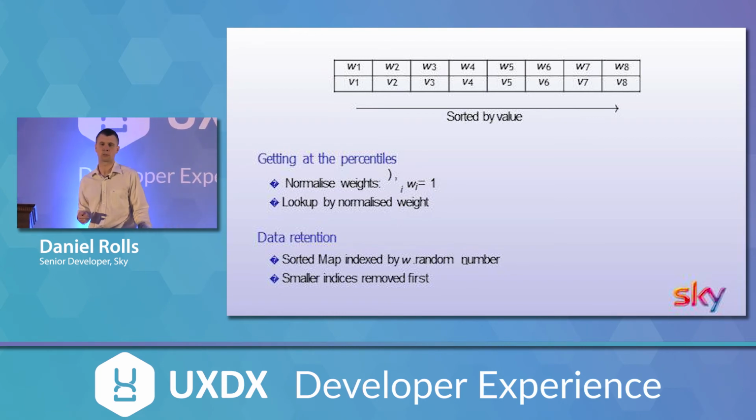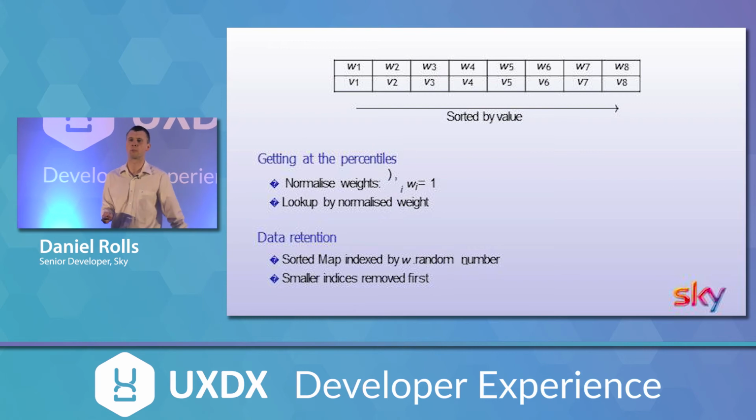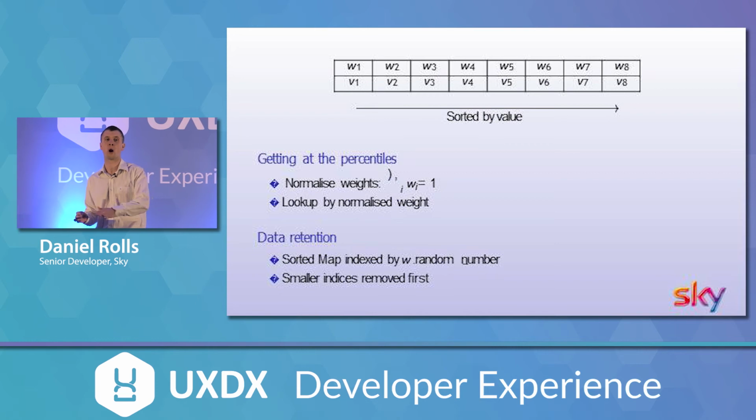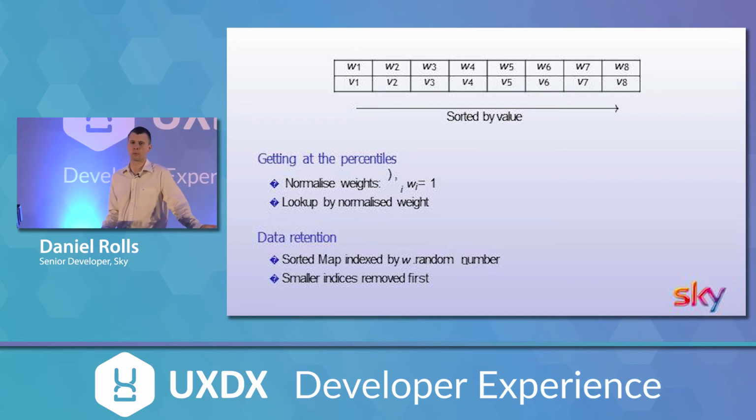The data is stored in a sorted map, indexed by the weight multiplied by a random number. The random number just guarantees uniqueness. And we remove smaller indices first. Smaller indices are exponentially more likely to be older data, which is great. It's kind of what we want.